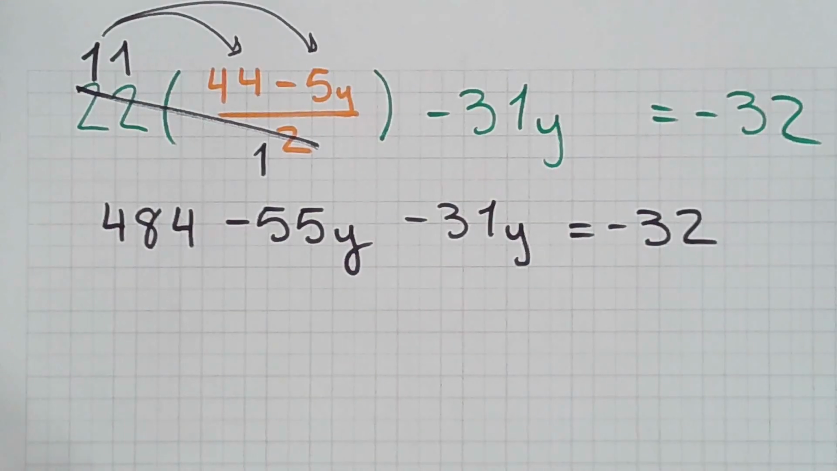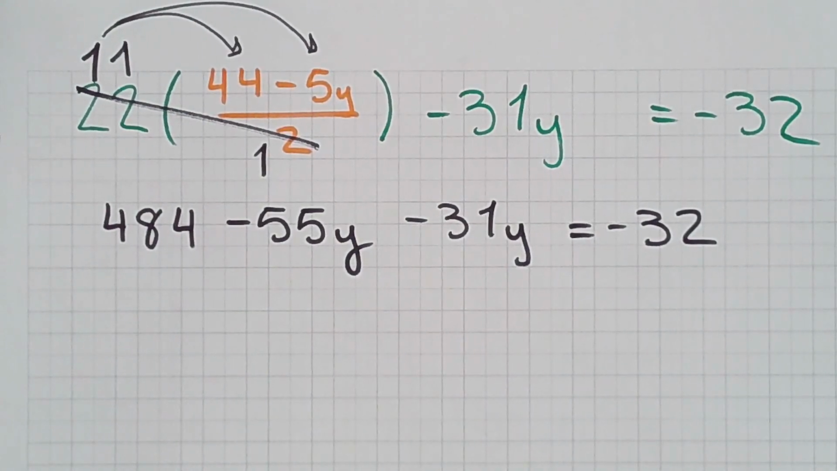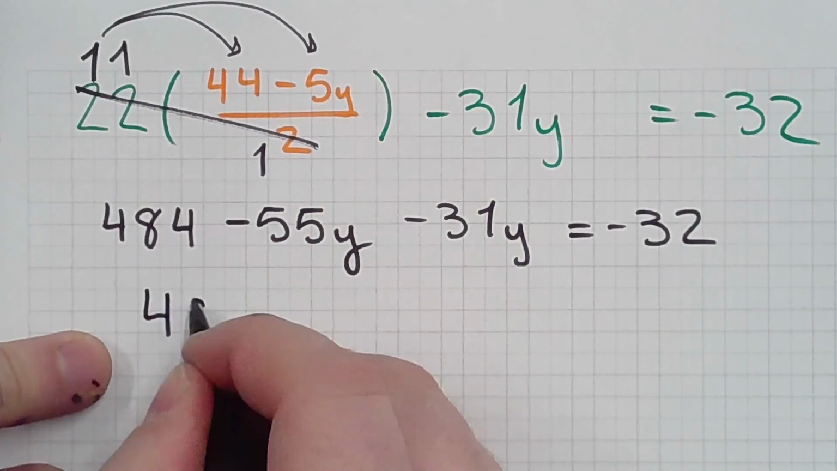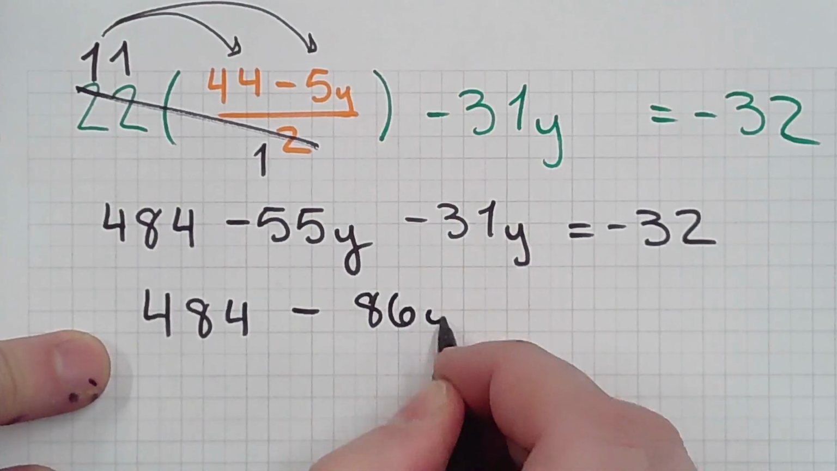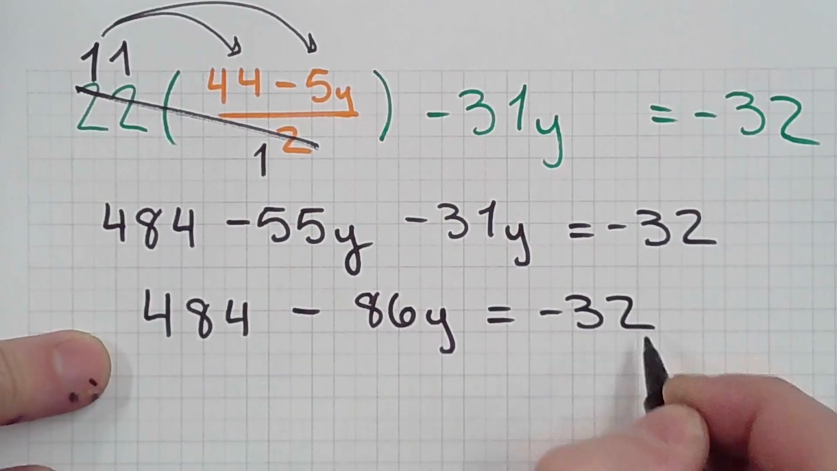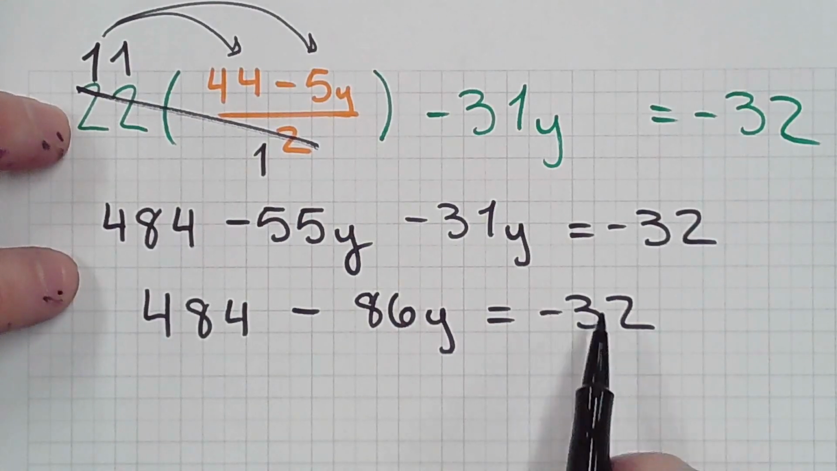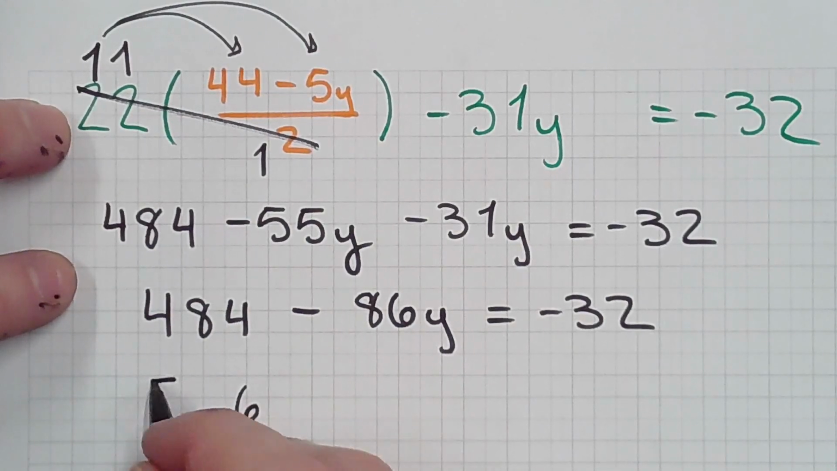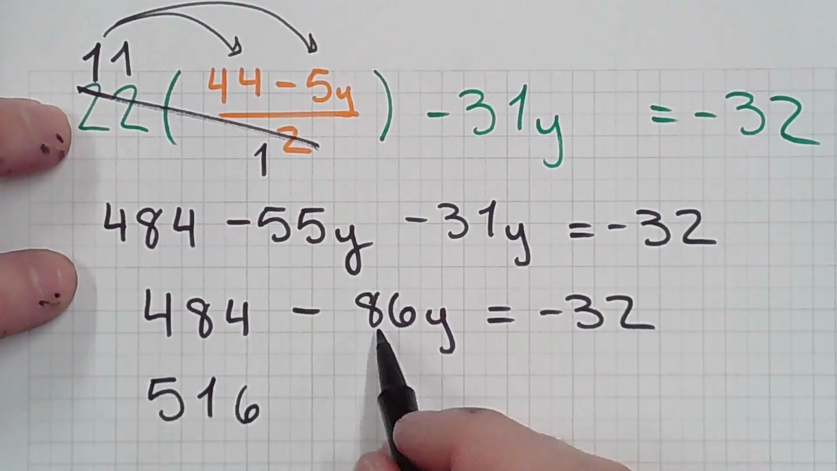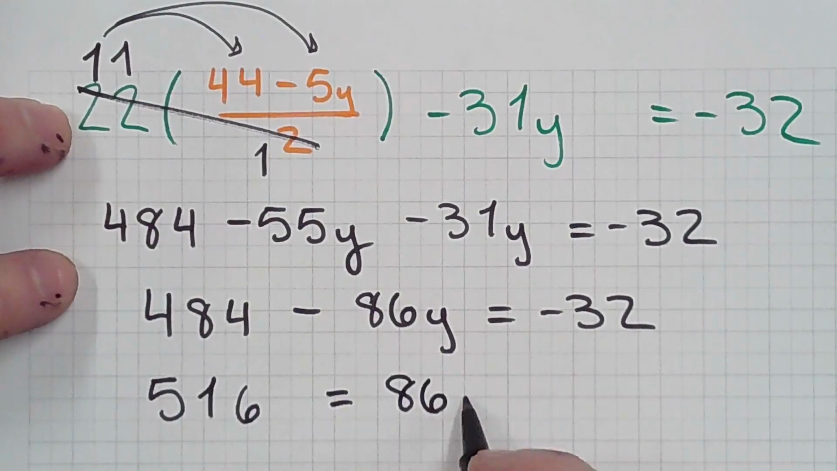So at this point, it's just Chapter 4 stuff, getting our variables all together. 484. This is on the same side, so we're going to get 86y's negative. And I'm going to rearrange this to make it nicer. So I'm going to add 32 to this side. When I do that, it'll end in a 6, and it'll be 516. And if I add that to this side, I get 86y.